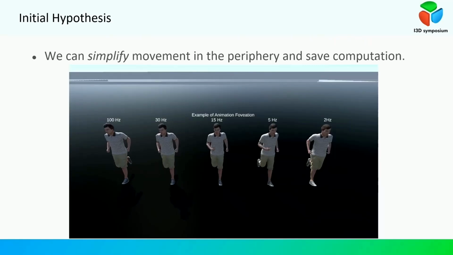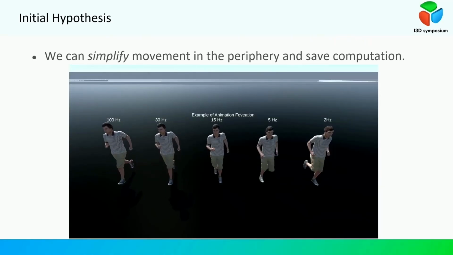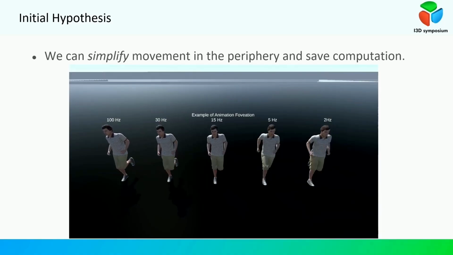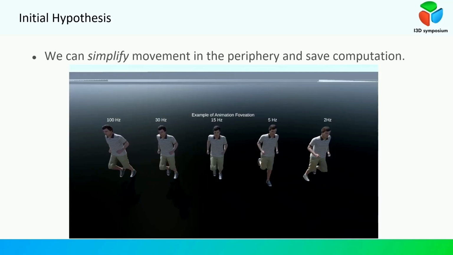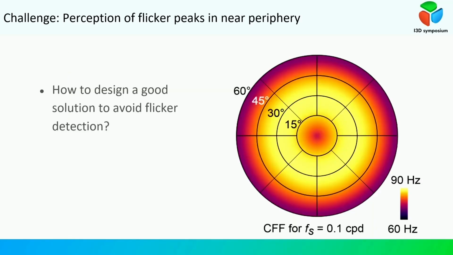The first initial hypothesis that we have is that we can simplify movement in the periphery to save on computation. What you see on screen here is one such example, where the left is what it looks like fully animated, and going to the right, we see how it looks more and more foveated. We simply reduce the animation rate. However, as we were just saying, our perception of flicker peaks in the near periphery.